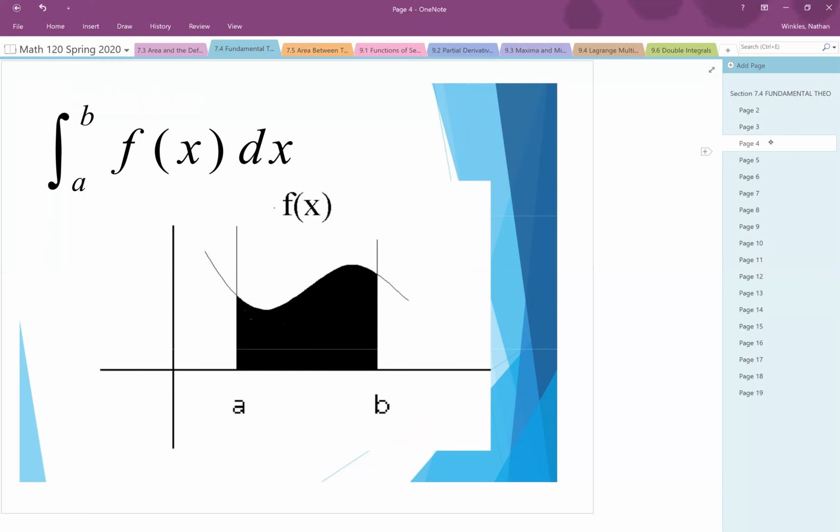Now, the integral from a to b of f of x dx, just like we defined it in section 7.3, is defined in the exact same way. The difference between last section and this section is that in this section, we are actually going to find the exact value. No more using approximations, no more three methods to get to our answer. It's going to be one single method the entire time, and it's going to be straightforward and ready to go in every single case.